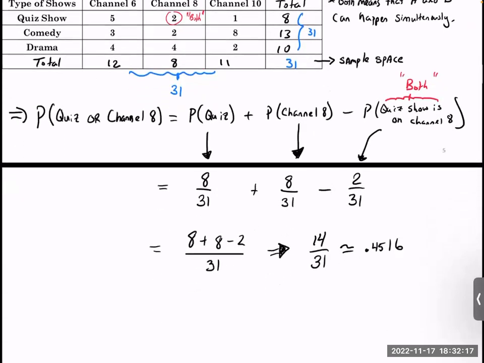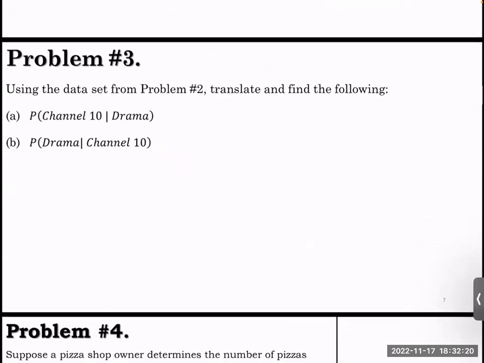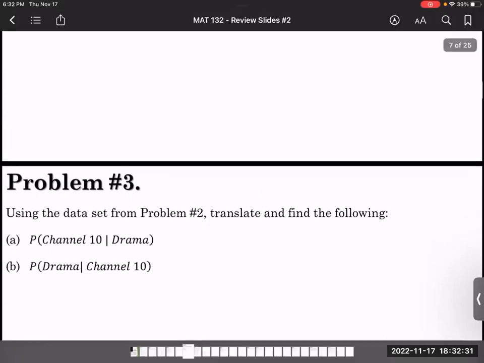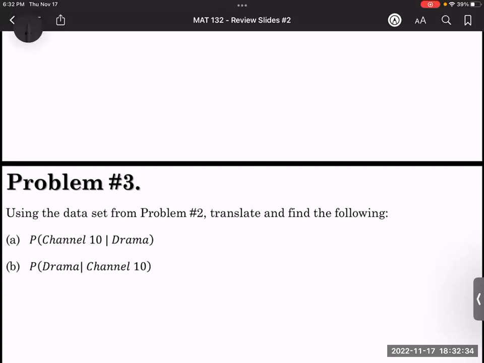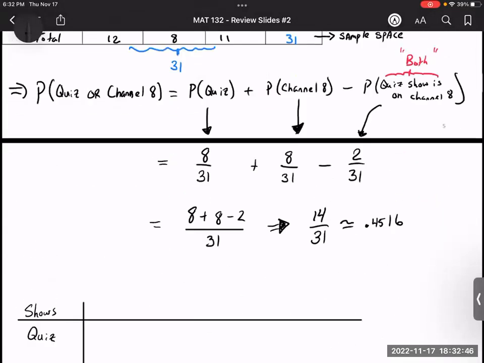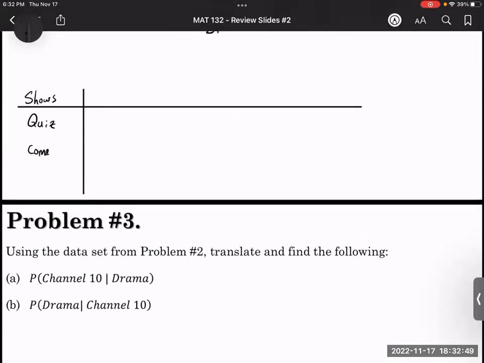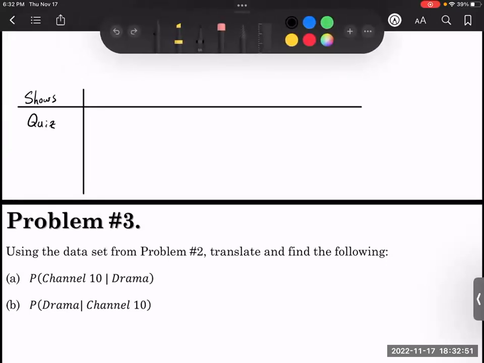Let's look at problem number 3. So problem number 3 states, using the data set from problem number 2, translate and find the following information. So first of all, let's just redraw the data set from problem 2 here. I should have done that, but it's okay. So we had our shows. It was quiz, followed by comedy, then drama. Save a little bit of room. Comedy, we got drama, we got totals.